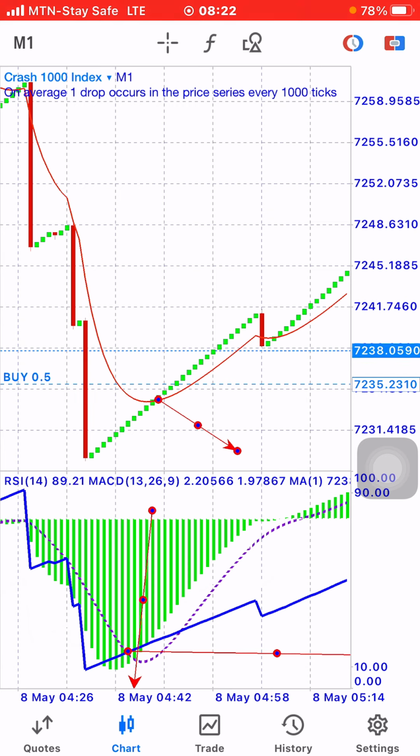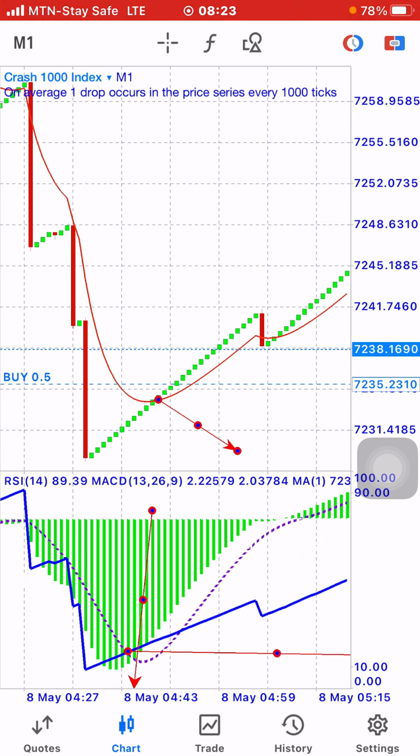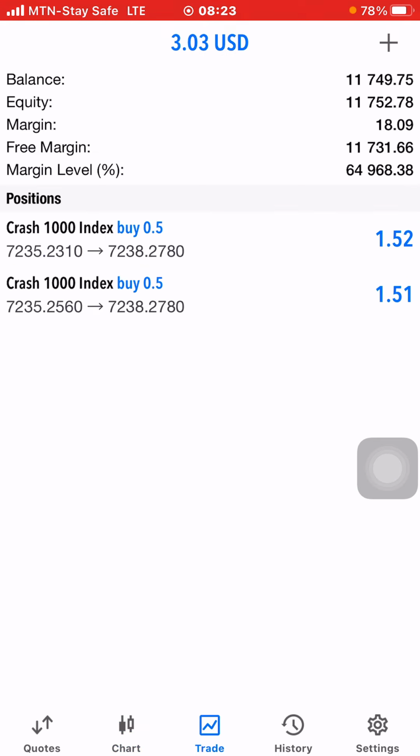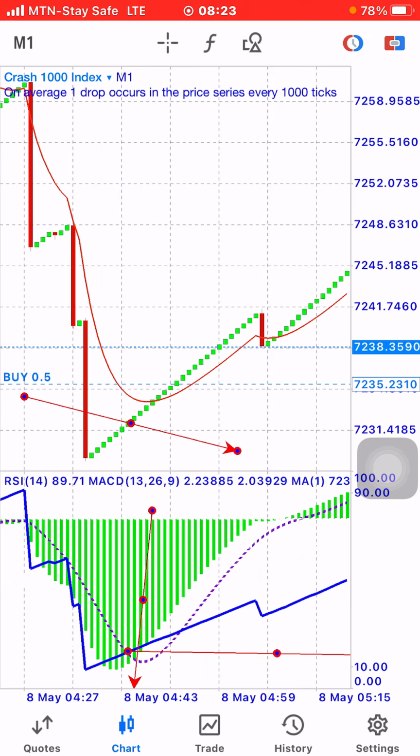Then when you exit, you count 1, 2, 3, 4 candlesticks. If a spike doesn't happen, then you enter the market again. Then when you enter, you hold until the blue line and the purple line are about to cross again, or until they cross again, then you exit the market. By then you must have made enough profit. So watch this video on how to enter the market and when to exit.